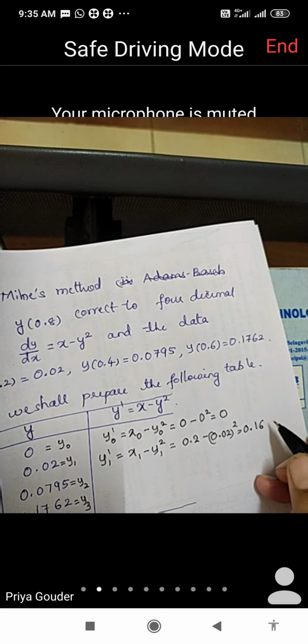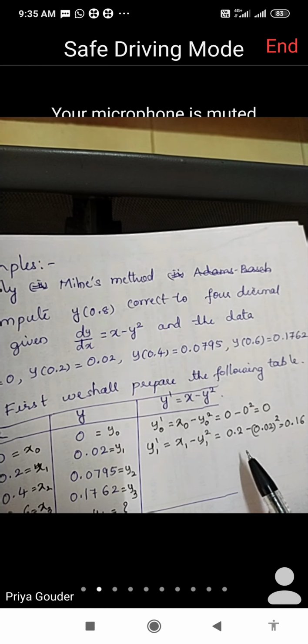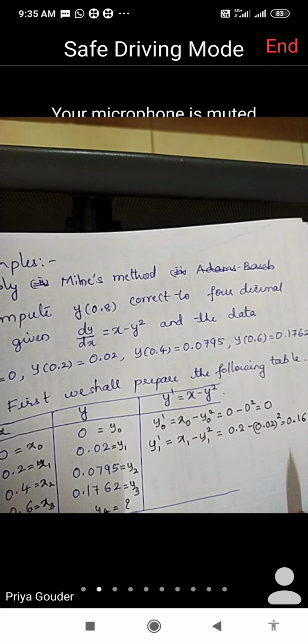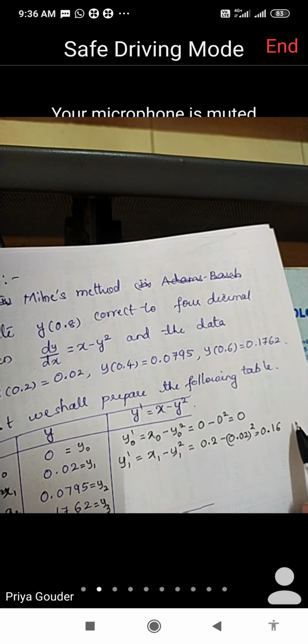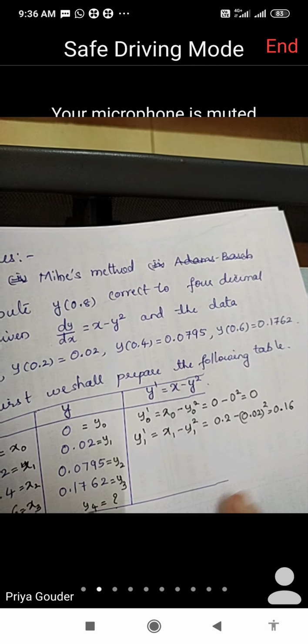One more important thing: whenever you do numerical calculation, write 4 digits after the decimal point if they are there, if you want to be more accurate. In between calculations also, write 4 digits, and when you write the fourth digit, see the fifth one. If the fifth digit is 5 or more than 5, add 1 to the fourth digit. When it comes, I'll explain again.